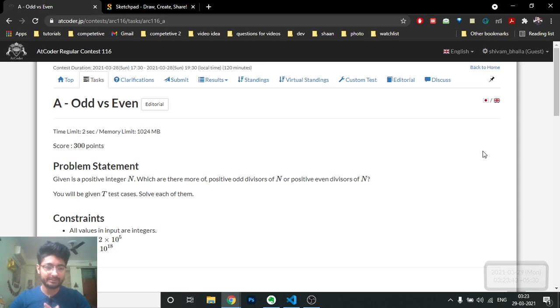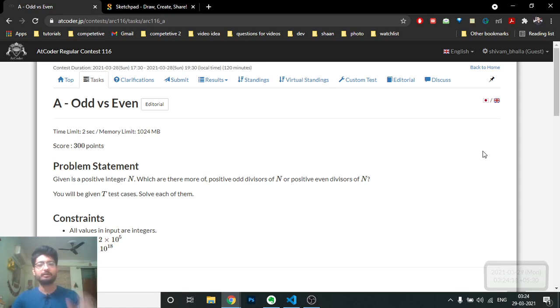The problem statement states that given a positive integer n, you have to find out whether that n has more positive odd divisors or more positive even divisors. So you just have to find the divisors, the numbers which divide that number, and any number which divides it is a divisor. Then count how many positive odd divisors and even divisors there are for that n.